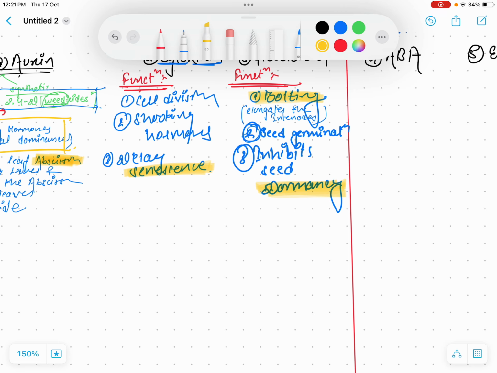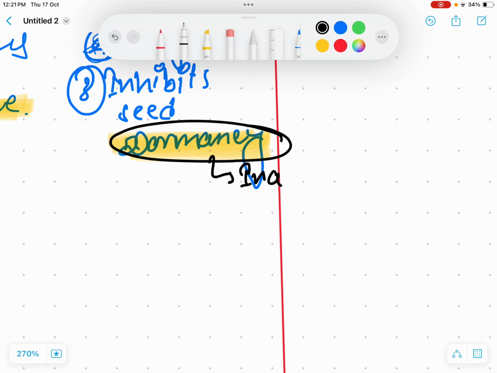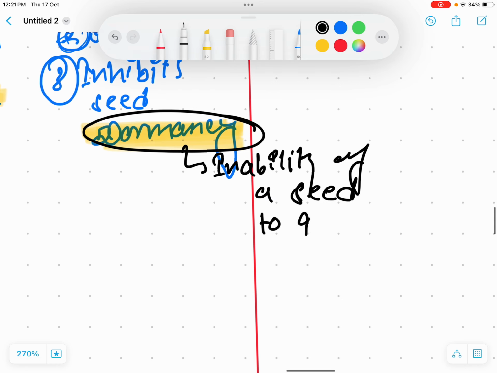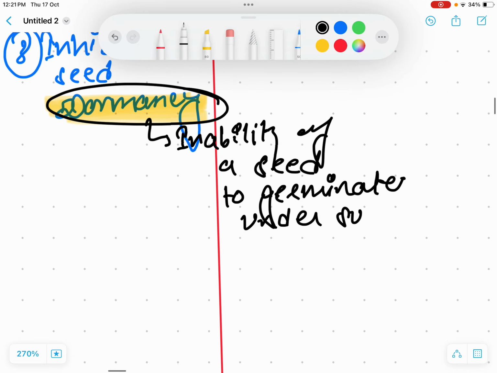So what did I say, it is the inability of a seed to germinate under suitable environment, okay, suitable condition. So what is seed dormancy? What is dormancy? It is the inability of a seed to germinate under suitable environment.